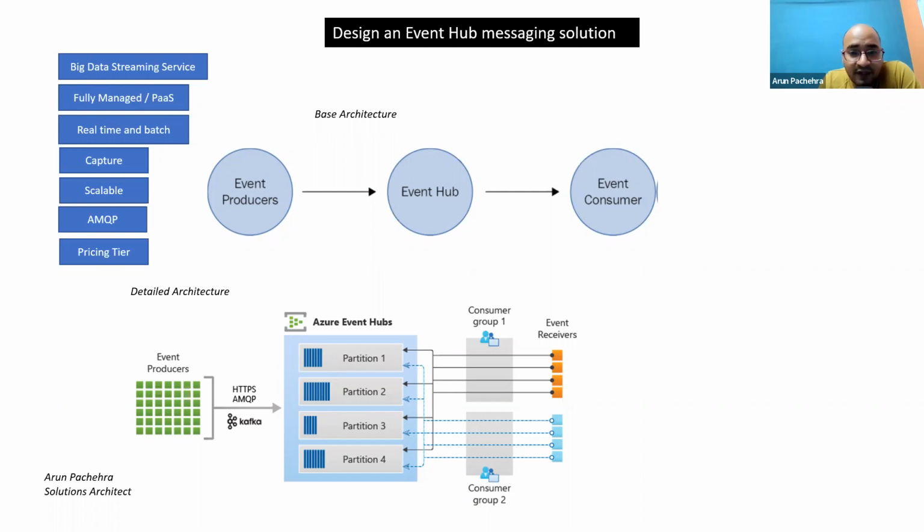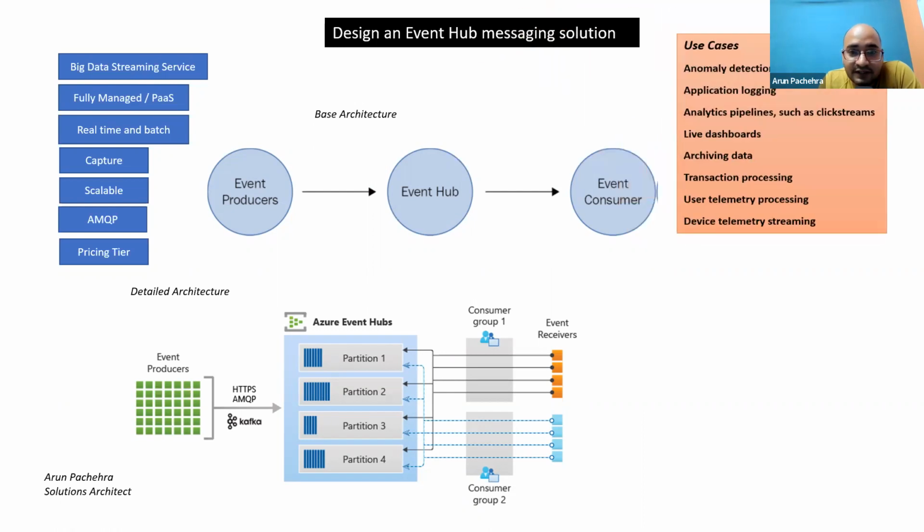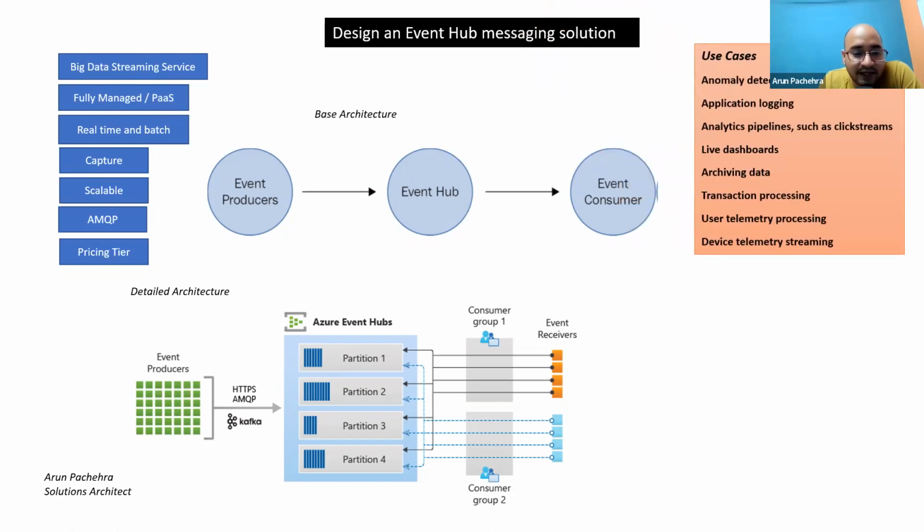Now I'm pretty sure we have a decent understanding of Event Hub, what it is, what it does, what the architecture is, how the application looks, and how the consumer consumes the data. Now it's time to check out a few use cases. There we go. There are so many.